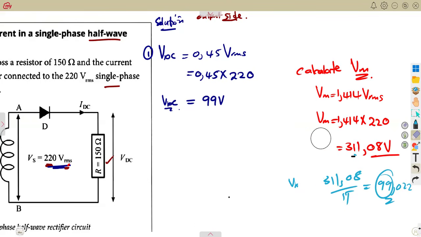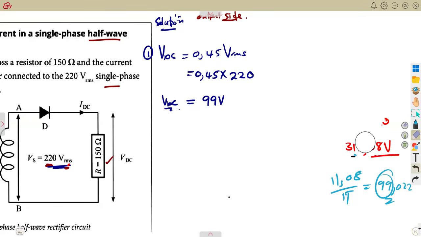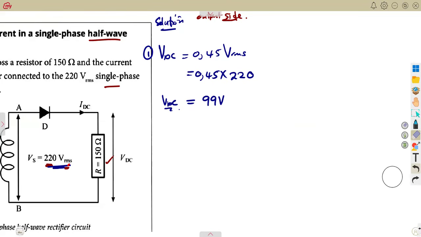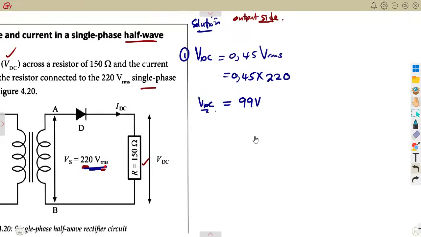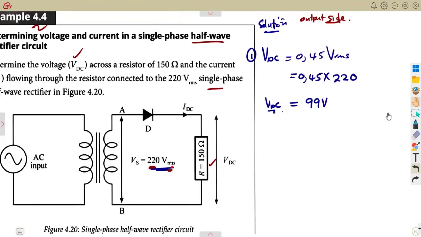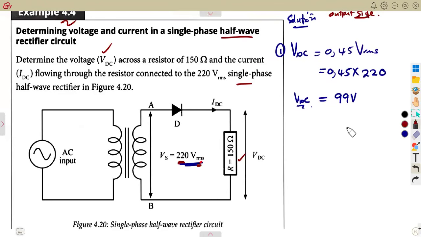Are you going to go through the maximum value, because you know that formula of maximum, then relate it to the VDC that you're given? Or you're just going to use the RMS value as it is. Still, you're going to have the same thing. So that was our first part of the question.